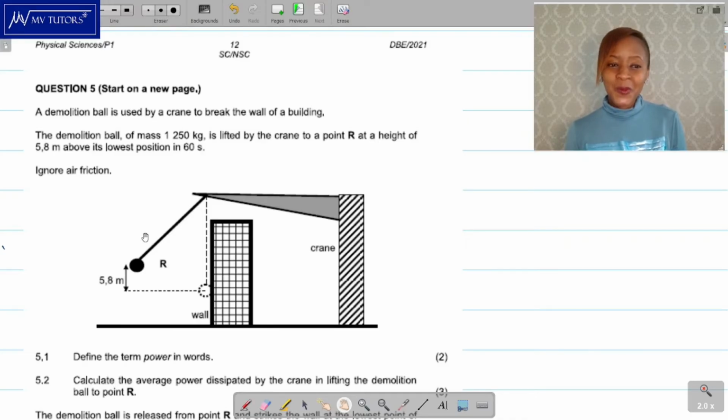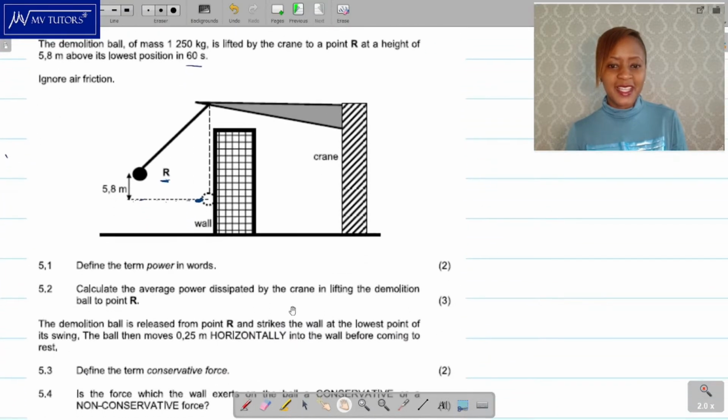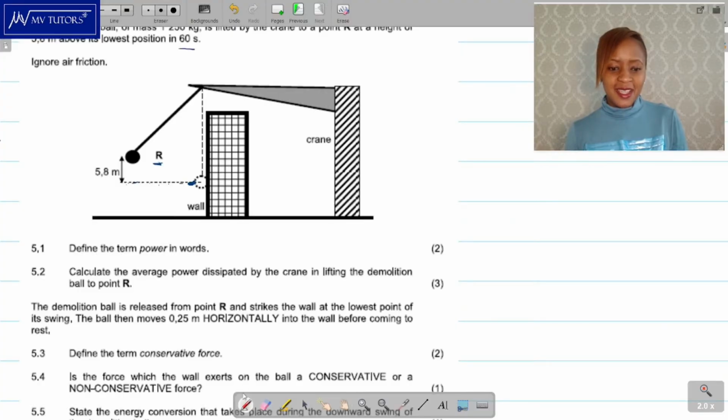The demolition ball of mass 1,250 kilograms is lifted by the crane to a point R. You can see there's R. It's lifted to a height of 5.8 meters above its lowest position in 60 seconds. Ignore air friction. So, let's see what is happening here. What do they require of us? They say, define the term power in words.